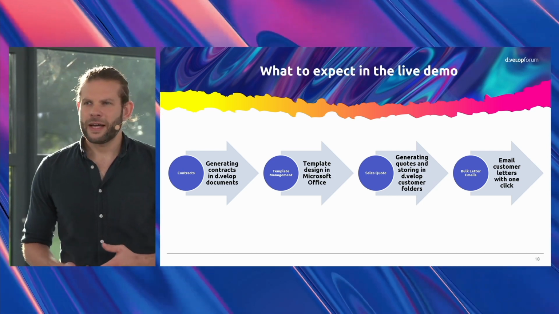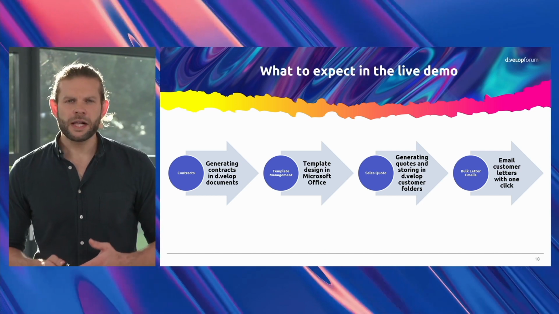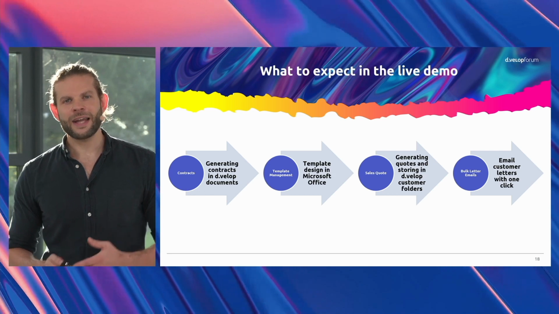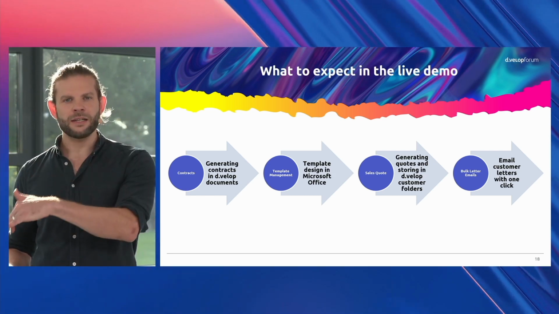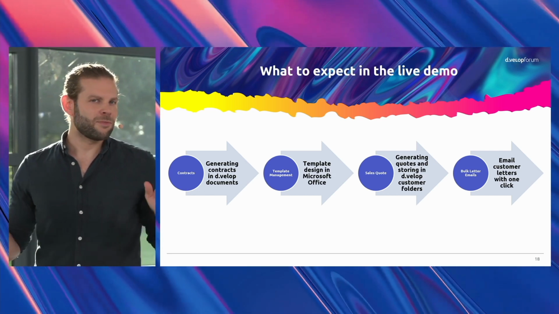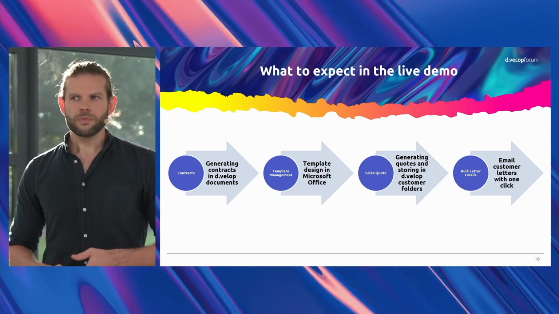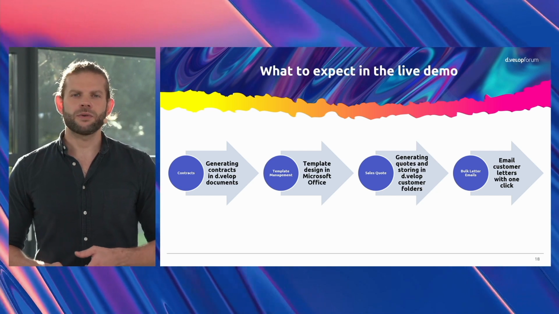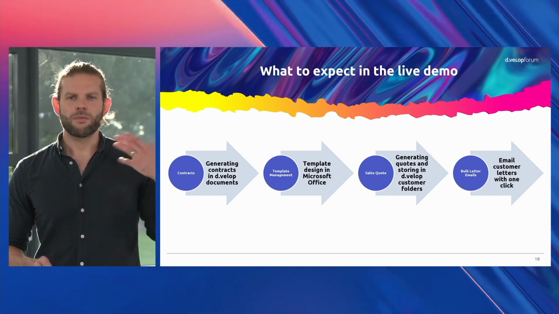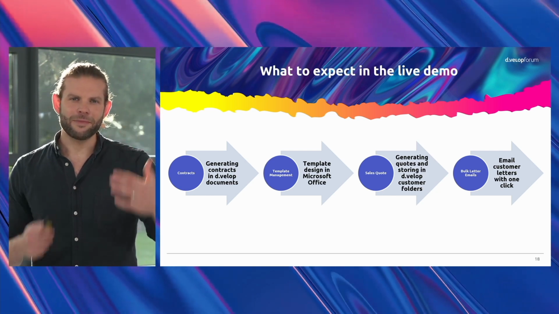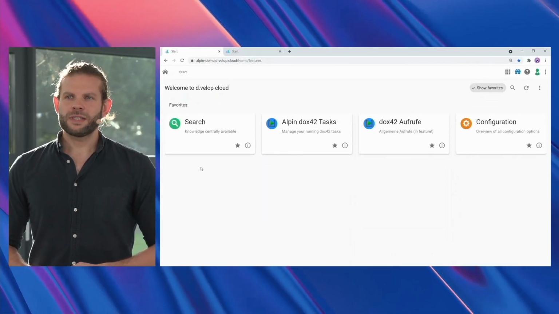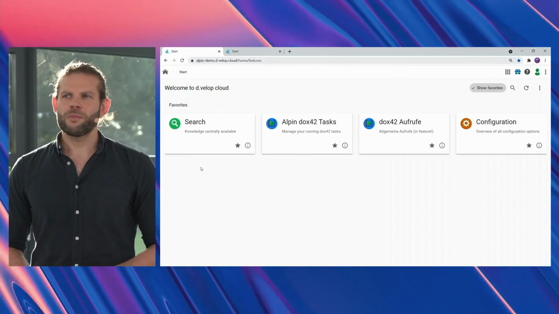And then another scenario will be the sales quote. We will generate the sales quote directly in the customer file, and the document will be stored in your file. So that's the d.velop output action, more or less. And then at the end, there's another scenario, the email bulk letter scenario. So we will be generating the documents with one click, a lot of documents, a lot of emails with the document attached.